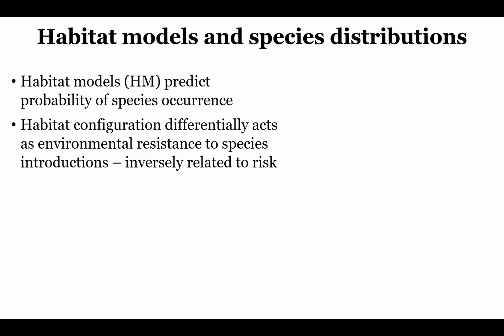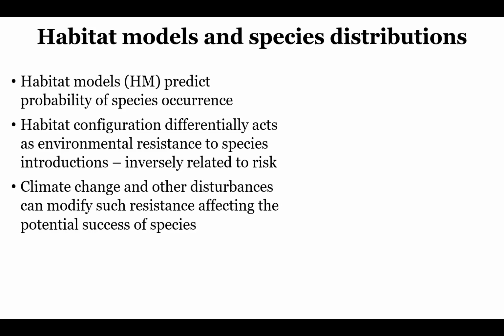So the less resistant the landscape is to an invasion, the more risk of invasion, and vice versa. We know, as previous speakers showed, that climate change and other disturbances will change the habitat composition of these areas, in this case the landscape. These disturbances will modify the previous resistance of the landscape, and then they can affect the success of novel species and new species that will be introduced.